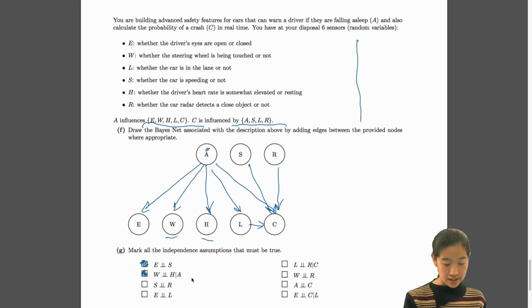What about S and R? So we have S over here, we have R over here, they have a common child, but the common child is not observed, so they are just independent from each other. Very nice.